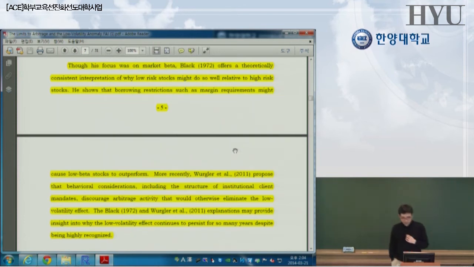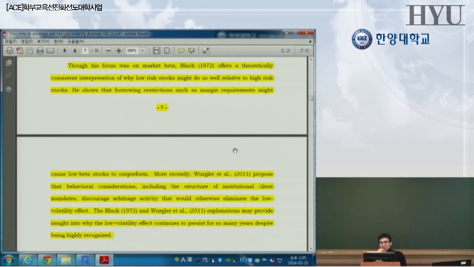Though his focus was on market beta, Black offers a related, theoretically consistent interpretation. Black tries to answer why low risk stock might do so well relative to high risk stock. He shows that borrowing restriction matters. In order to invest in stock, we have to borrow money, and there is a restriction on borrowing. Borrowing restrictions such as margin requirements might cause low beta stock to outperform. So the outperformance of low risk stock may be a consequence of borrowing cost, because we can save borrowing cost. That's what makes the return higher.